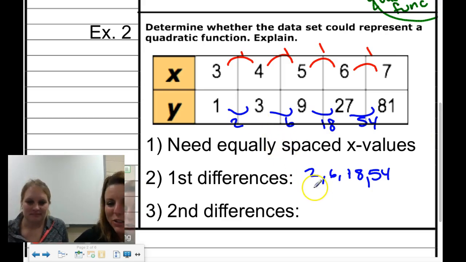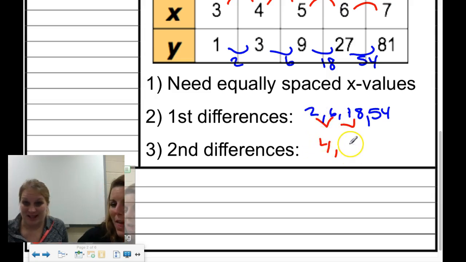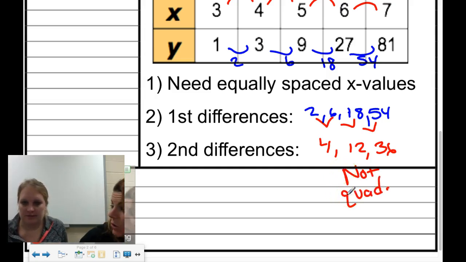Okay, should I scroll down just a little bit for you here? Second differences. We're going up by 4. We're going up by 12, 12, and we're going up by 36. Those are not the same. They're not constant. So therefore, it's not a quadratic function. That's all we're doing. Well, that's easy enough. Pretty darn easy.